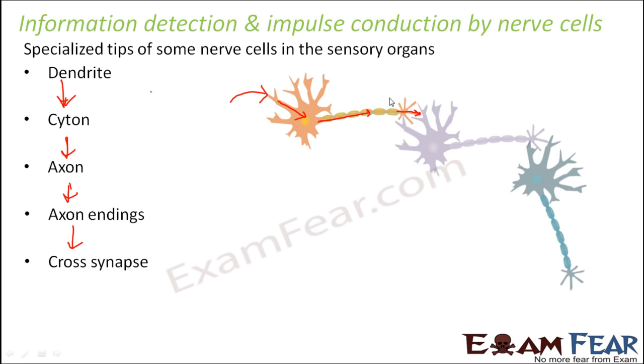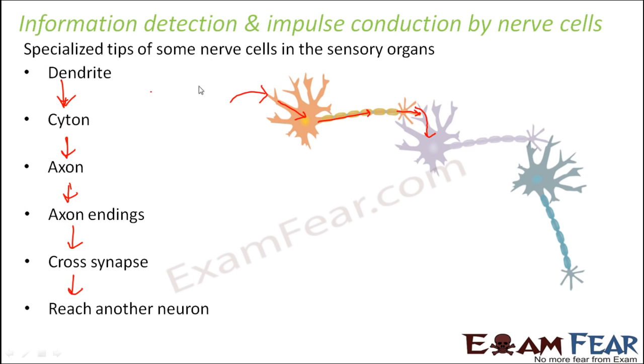So basically at the axon endings, the electrical impulse gets converted into chemicals again. Like that is how it happened here also in the dendrites. The chemical reaction started and the electric impulse got generated. Again, when it reaches the axon endings, the electric impulse will get converted in the form of chemicals, that is neurotransmitters, and the neurotransmitter will cross the synapse and it will reach the cyton of the next neuron. So that is how it will reach another neuron.